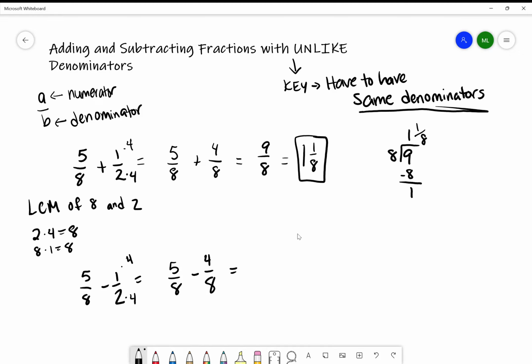If it helps, you can write your denominator first, and then you would do 5 minus 4, which is equal to 1. And that's what you would write over your 8. So it's 1 over 8. And this is already in simplest form, and this would be your final answer.